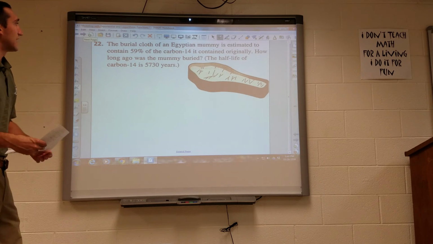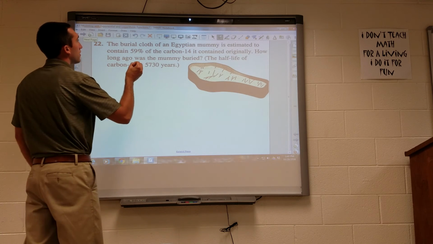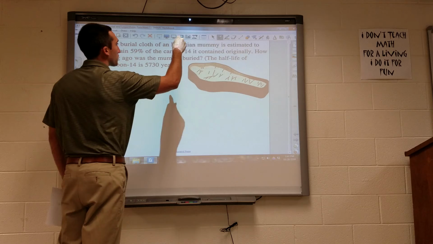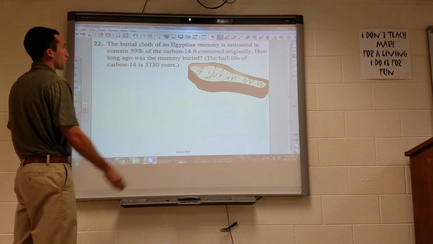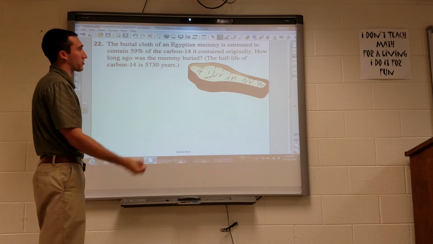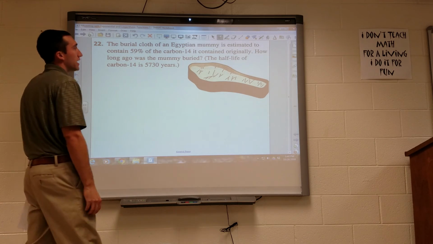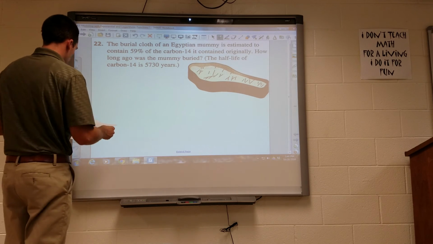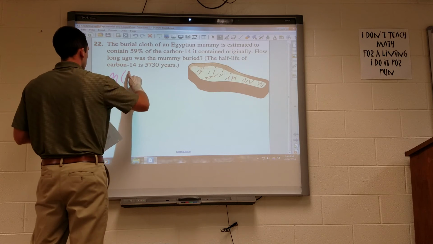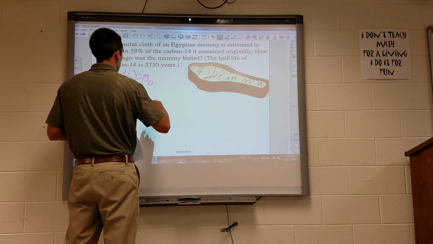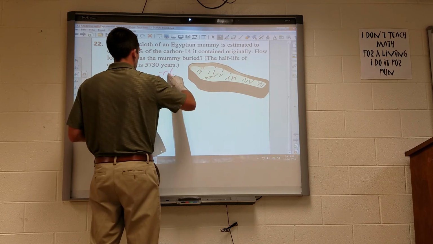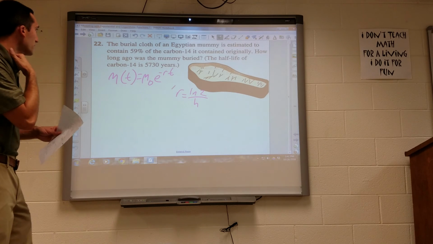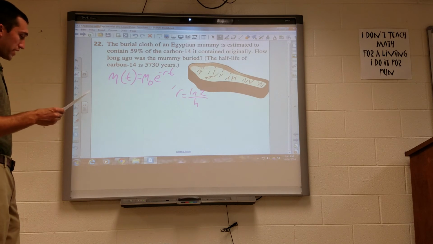Last example. It says we are containing 59% of the carbon-14 it originally contained. So we can see since it's less than the 100% it started with, this is going to be a decay model, and they even say the half-life is 5,730 years, so it's going to be a decay model. Again, decay model looking like, and remember that r is equal to the ln of 2 divided by the half-life. So they want to know how long ago the mummy was buried.